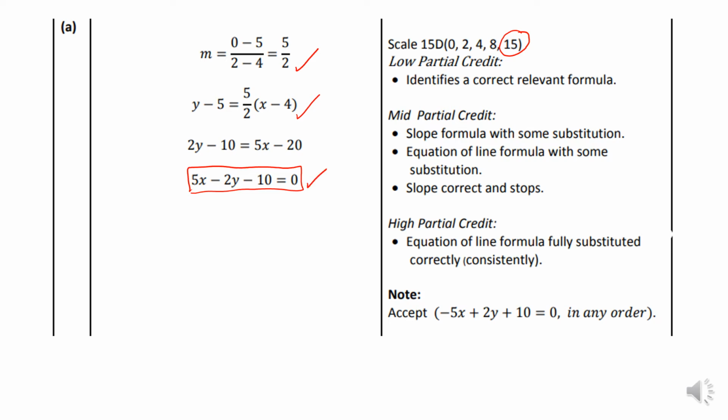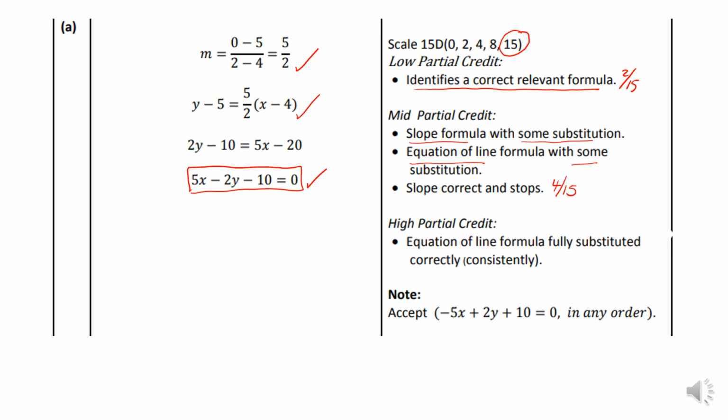Okay, so as often, there's an opportunity to gain partial credit. To get 2 out of 15, you have to write down a correct formula. If that's all you did, you get 2 out of 15. To get 4 out of 15, if you wrote down the slope formula with some substitution, or wrote down the equation of a line with some substitution, or if you just calculated the slope and stopped and did nothing else, you get 4 out of 15.